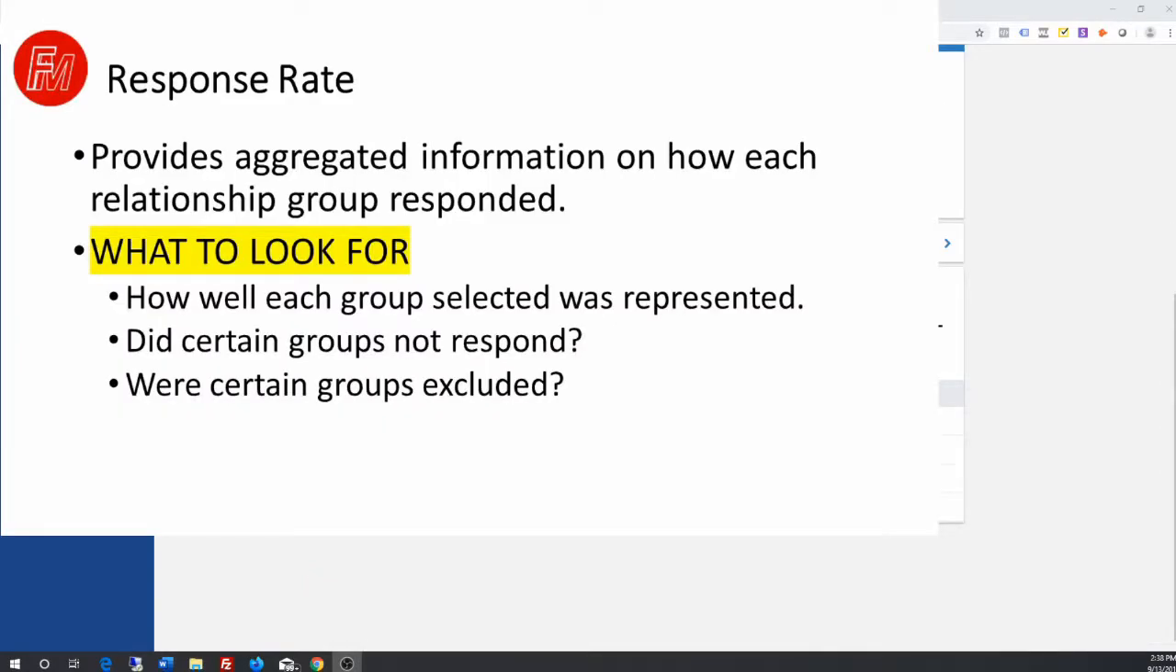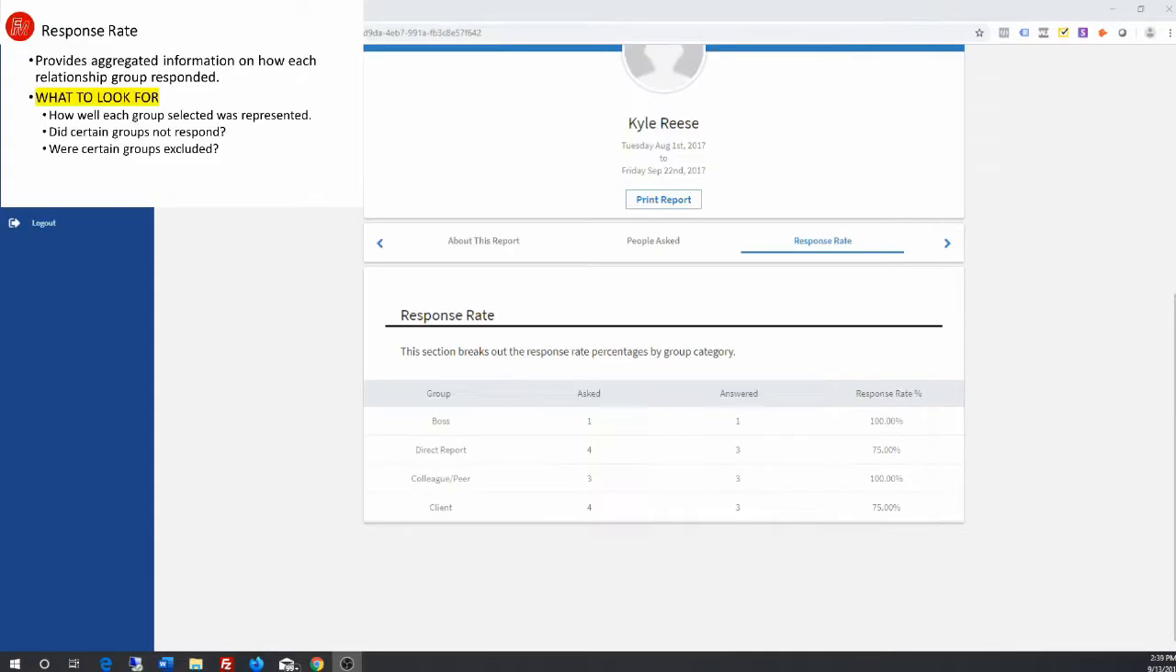The next section we have is the Response Rate section, and this provides aggregated information on how each relationship group responded. And so what you want to look for here is how well each group that was selected to participate is represented in the final tally of people that answered the questions. And notice if there were certain groups that didn't respond or maybe certain groups that were excluded. So that section of the report looks like this here. In this case, we have the boss, direct reports, colleagues and peers, and clients who were asked to respond. We can see how many individuals from each of these groups were asked and then how many actually did respond, and then the total response rate.